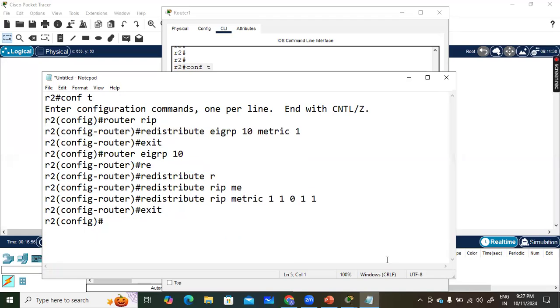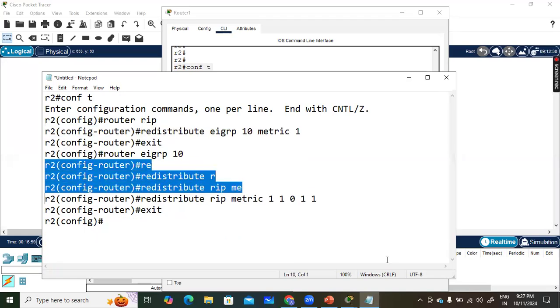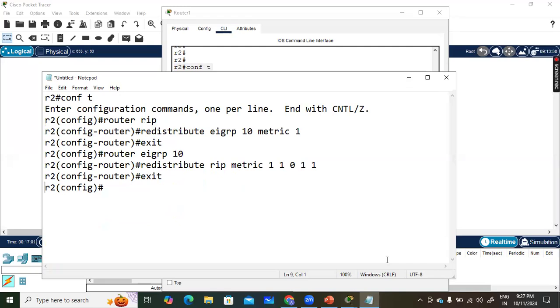Make sure first you run the protocol. After running the protocol, you have to redistribute like that. And these all are K values. This is your K1. I'm just writing, you don't have to write like this. K1, K2, K3, K4, and K5. Like this. Keep this in mind.